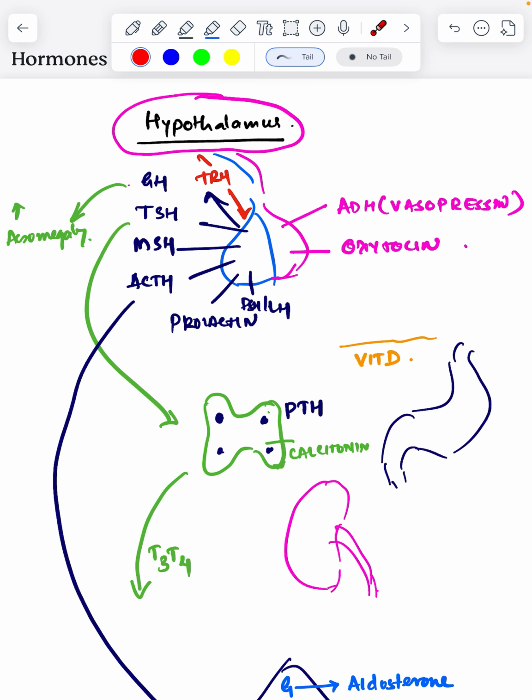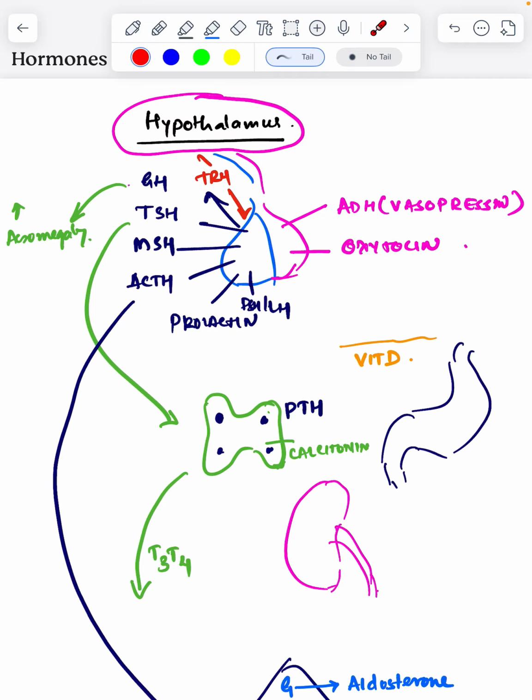Pituitary gland. Now what it has got? It has connection with the hypothalamus. The location of the pituitary gland is in the sella turcica, which is within the sphenoid bone in the middle cranial fossa and is surrounded by it. So the pituitary gland has got this anterior and posterior. You can see this is anterior and this one is posterior pituitary.